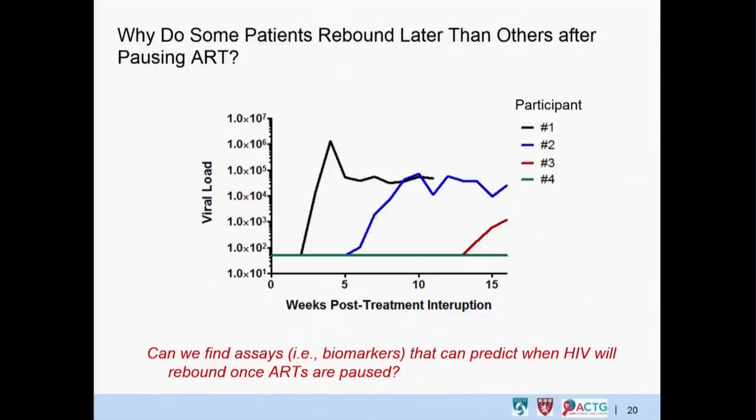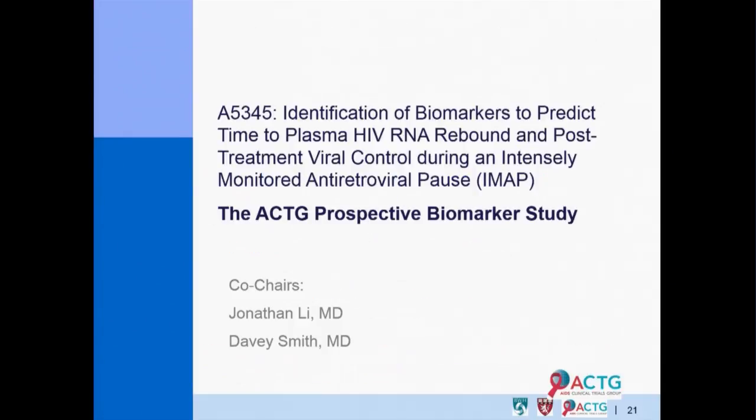And so this is, as I said, can we find assays or biomarkers, what we call them, that can predict when HIV will rebound? And this is a study, ACTG 5345. Well, it has a long name, but really it's the ACTG prospective biomarker study.